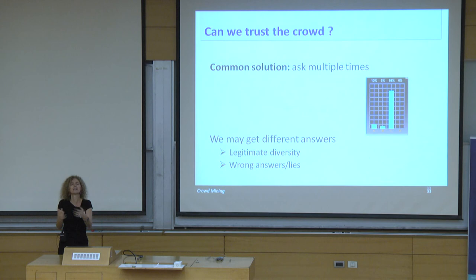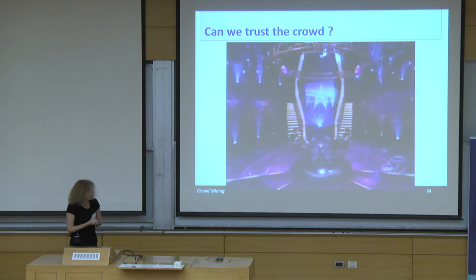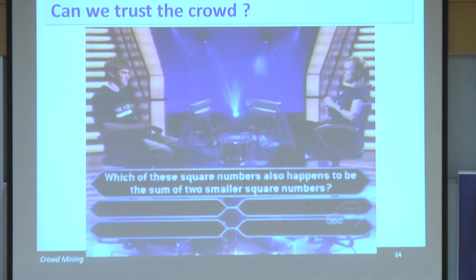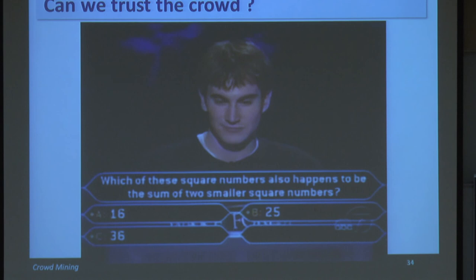But for many things, if you ask what's the capital of France, there is just one correct answer. So you would like to be able to filter out things and analyze the information. And I have just one nice example that you may want to see. Which of these square numbers also happens to be the sum of two smaller square numbers? 16, 25, 36, 49.